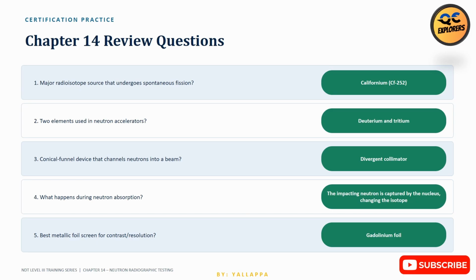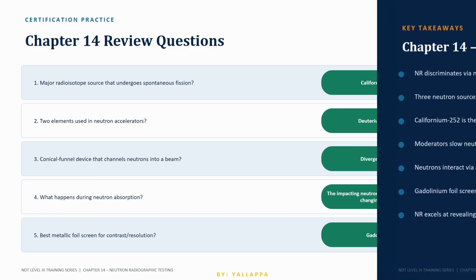Question 5. Why is neutron radiography considered complementary to conventional radiography? Because each technique provides different information. Conventional radiography emphasizes metallic structures, while neutron radiography highlights hydrogen-rich materials such as water, rubber, plastics, adhesives, lubricants, and fuel. If you can confidently answer these questions and explain the reasoning behind each one, you've developed a strong understanding of the fundamental principles covered in this chapter.